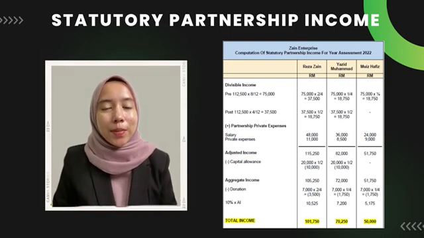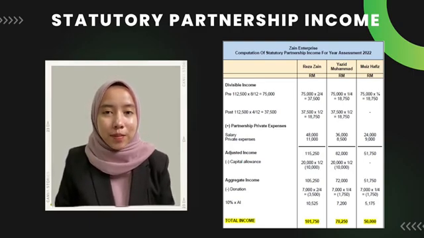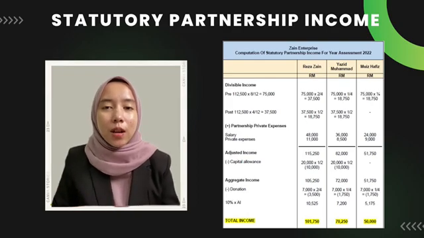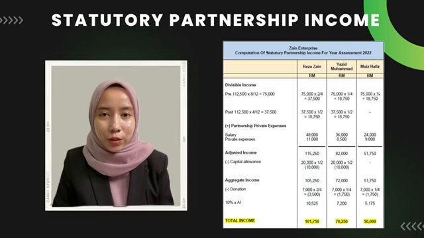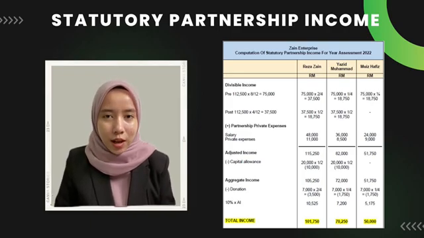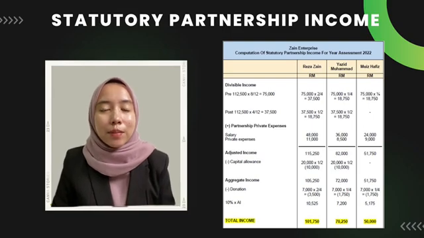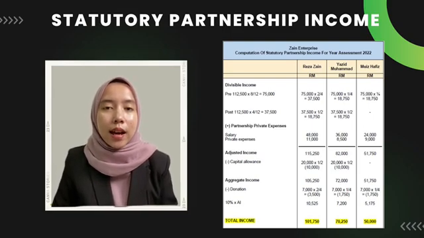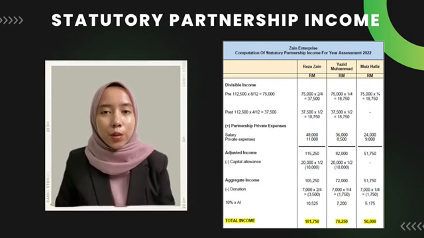Next, minus with capital allowance, but Muiz Hafiz is not entitled for capital allowance because he withdrew from the partnership. The calculation for capital allowance for Reza Zain is RM20,000 multiplied with 1/2 and we will get RM10,000. Then for Yazid Muhammad is RM20,000 multiplied 1/2 and we will get RM10,000. After minus, we will get the aggregate income for each partner.